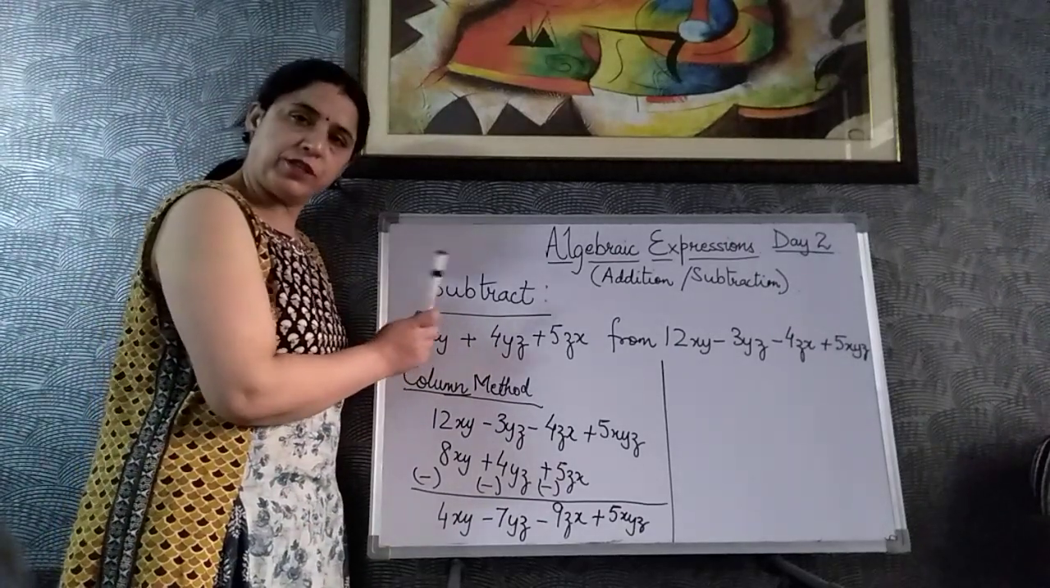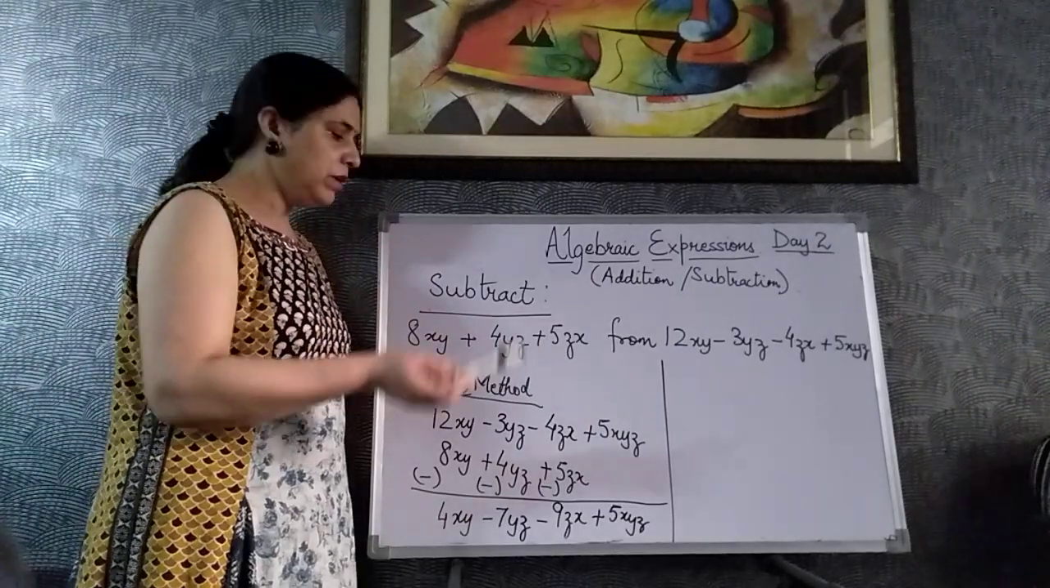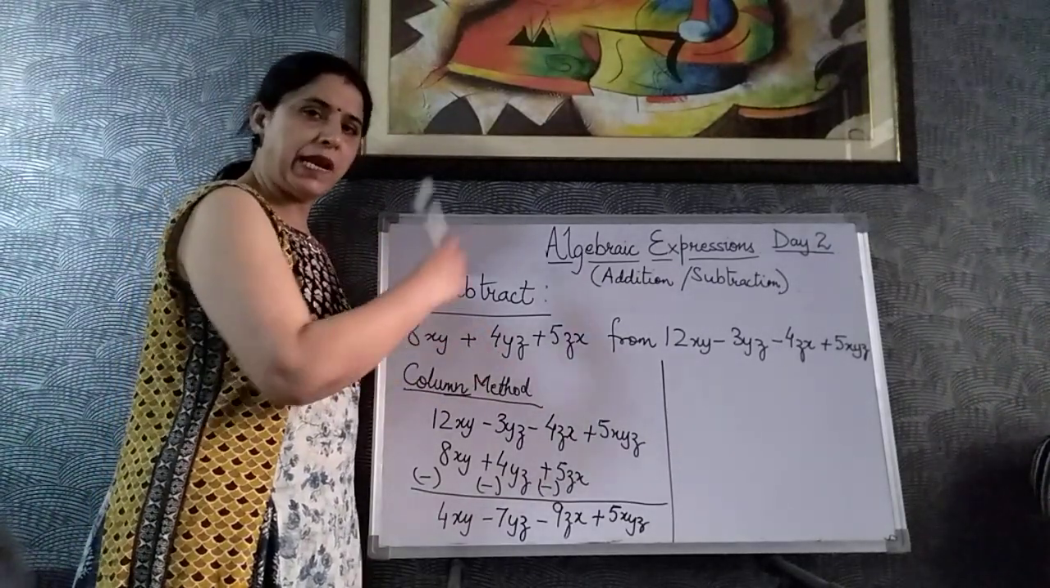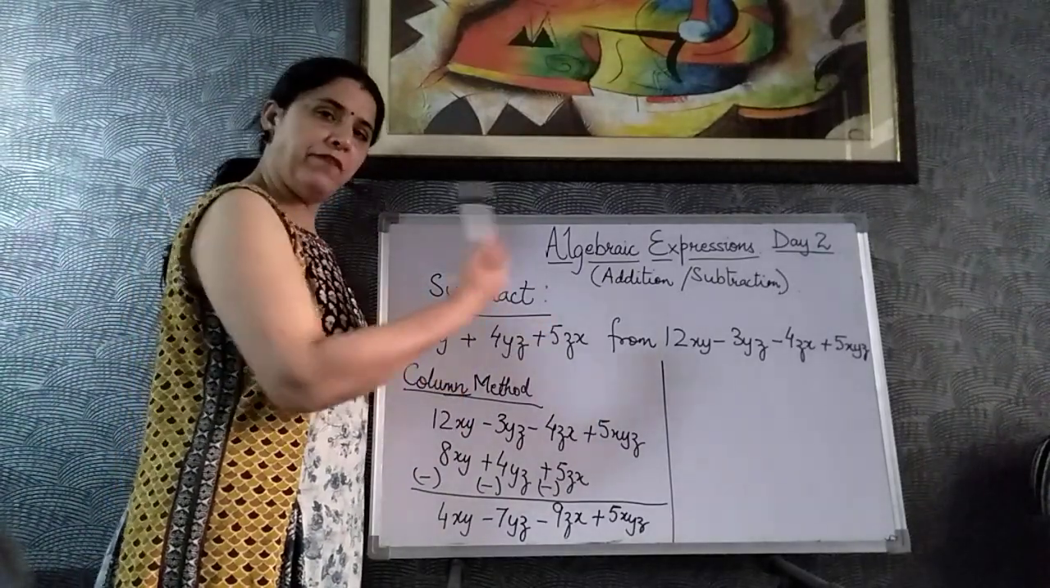Now we will do subtraction. Addition you have already done in class 7th also, children. So I just took one sum and I explained both the methods. Now we will come to subtraction. One sum and we will do both the methods.